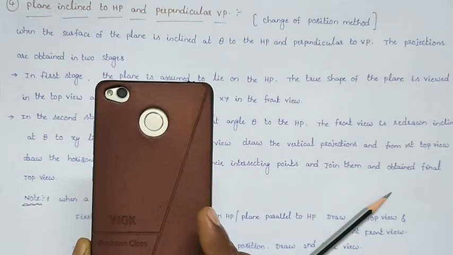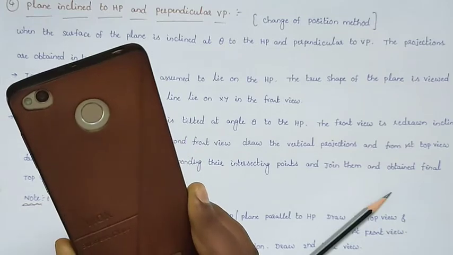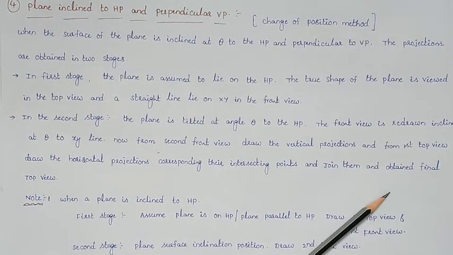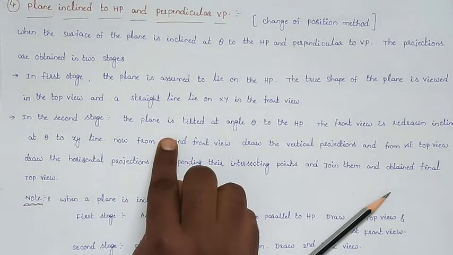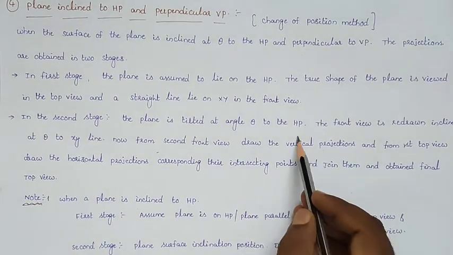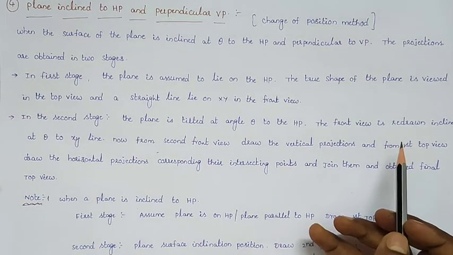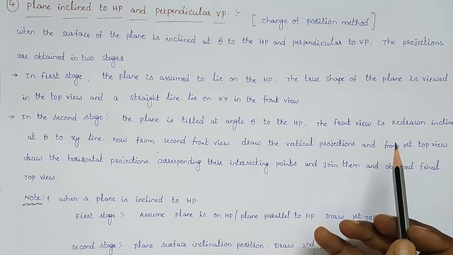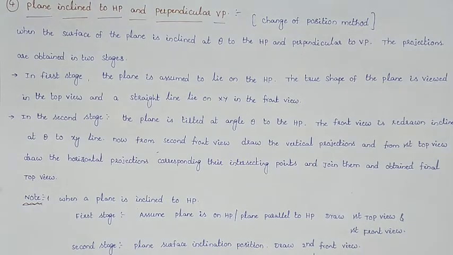After that, coming to the next stage, we go to the inclination position. That means in the second position, for the plane surface inclination, the front view is tilted with an angle of theta with respect to the HP. The front view is redrawn in an inclined manner with respect to the XY line at angle theta. From the second front view, draw the vertical projection lines from the points on it. Similarly, from the first top view, draw the horizontal projection lines, and we will obtain the second top view.